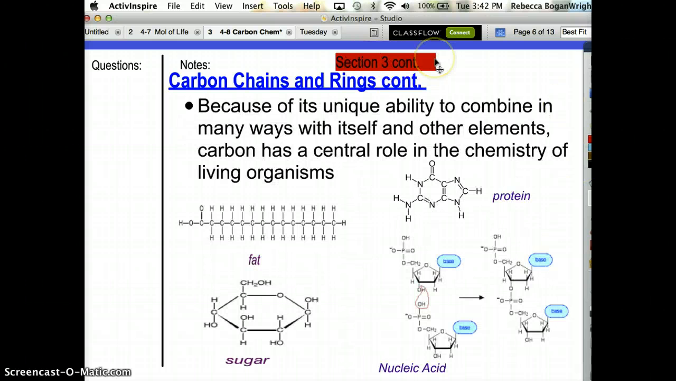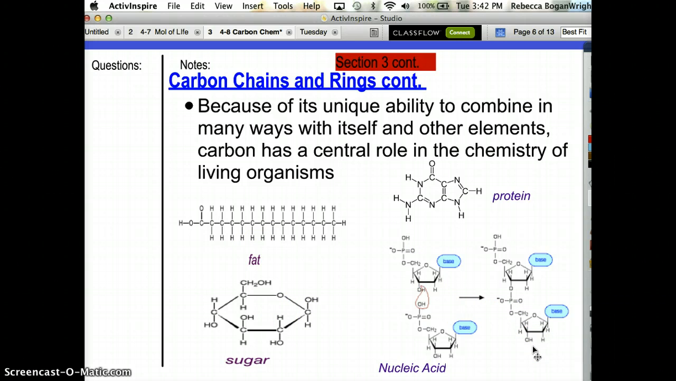This is section 3 continued. Because of its unique property to combine in many ways with itself and other elements, carbon has a very important role in the chemistry of living organisms. Now this is pretty complicated, so you don't have to draw these pictures, but I want you to see this. This would be a molecule of fat or lipid. This would be a molecule of sugar or a carbohydrate like we talked about yesterday. This would be a molecule of what a protein would look like, and a molecule of nucleic acids. Notice that carbon is the building block for every single one of these molecules, and remembering that yesterday, these are the 4 important molecules in all living things.